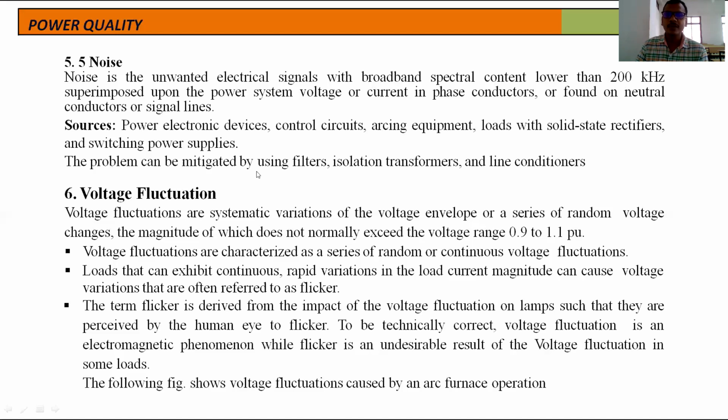The problem can be mitigated by using filters, isolation transformers, and line conditioners. Noise can be easily reduced with the help of filters, isolation transformers and line conditioners based on the requirement.